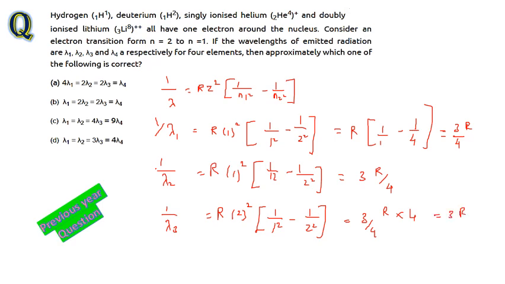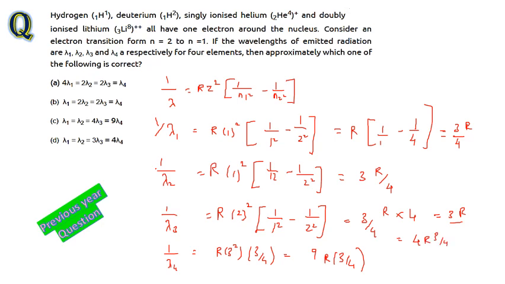Now the last one, similar to this, 1 by lambda 4. What you are going to have here is r into 3 square. Similarly, this one is 3 by 4, same transition. From this one what you are going to have here is 9 into r, again 3 by 4. So you can mention 4r, or even you can mention it as 4r 3 by 4.